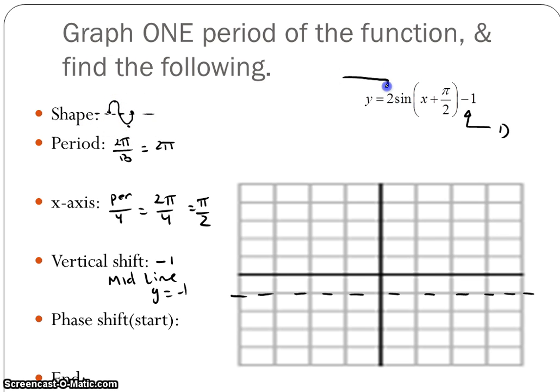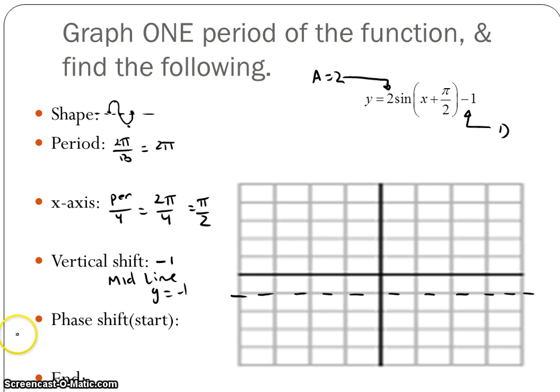My a value is 2, so my amplitude is 2. So I know that it's going to go up and down 2 from my midline. So instead of drawing in the base function going around the x-axis, I'm just going to draw it revolving around the midline. Okay, so then we're going to find the phase shift.